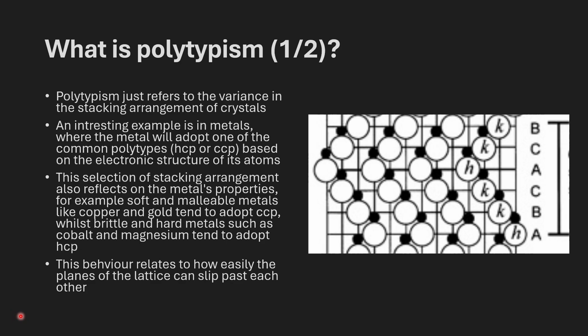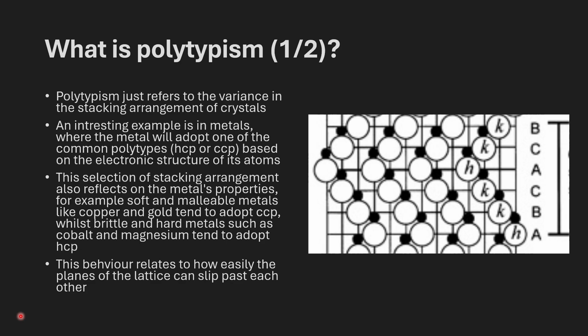So what is polytypism? Well, polytypism just refers to the variance in the stacking arrangement of crystals. An interesting example is in metals, where a metal will adopt one of the common polytypes HCP or CCP based on the electronic structures of its atoms. The selection of stacking arrangements also reflects on the metal's properties. For example, soft and malleable metals like copper and gold tend to adopt CCP, whilst brittle and hard metals such as cobalt and magnesium tend to adopt HCP.